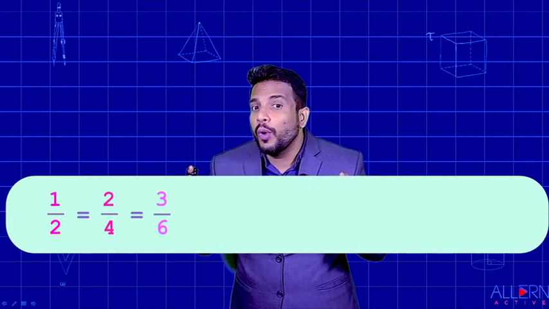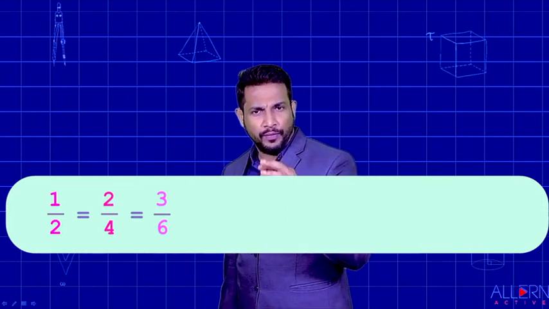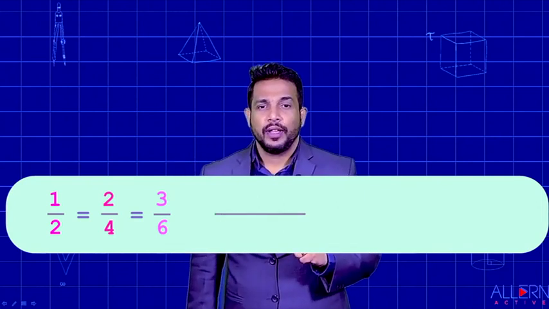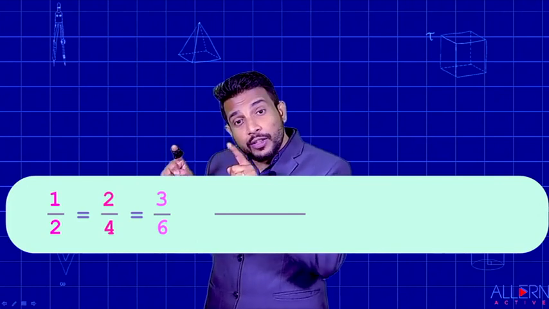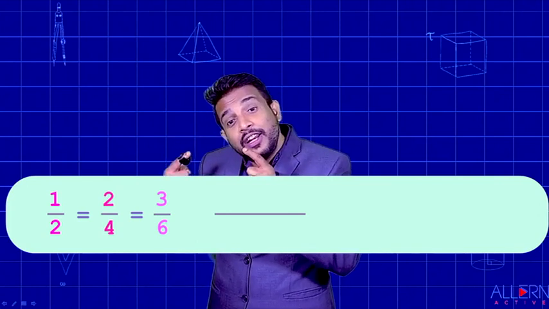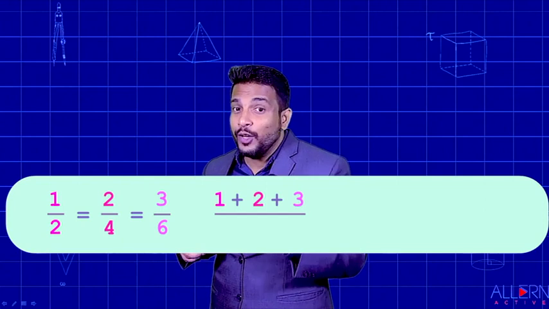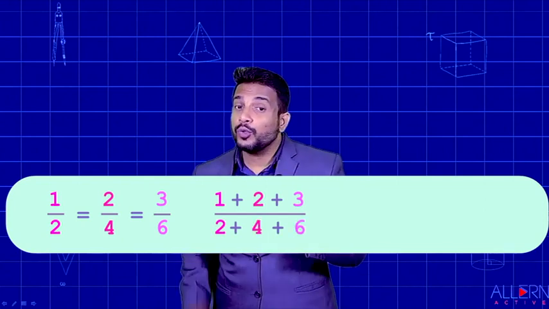Ratios are equal. Okay. Let's see what happens when ratios are equal. We'll do certain operations there. Observe. I'm going to form a new ratio now. And I'm going to form this new ratio by adding the numerators of all equal ratios and the denominators of all equal ratios. Let's do that. So when I add the numerators, what do I get? 1 plus 2 plus 3. And in the denominator, I get 2 plus 4 plus 6.